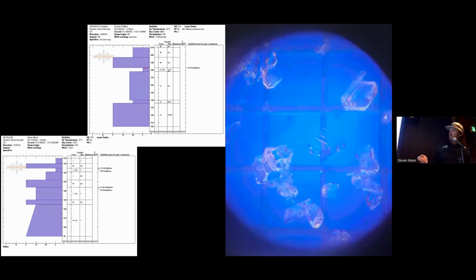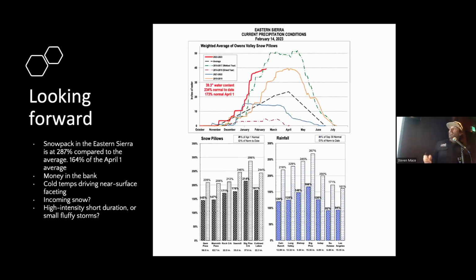This is a picture of those facets, so pretty well developed, even in the upper snowpack. So as we move into the next few days, we're really watching to see how much snow we get, and if we start to see this persistent slab problem really take hold moving forward. Yeah, so that's kind of the beginning of where we're at, looking forward from here.